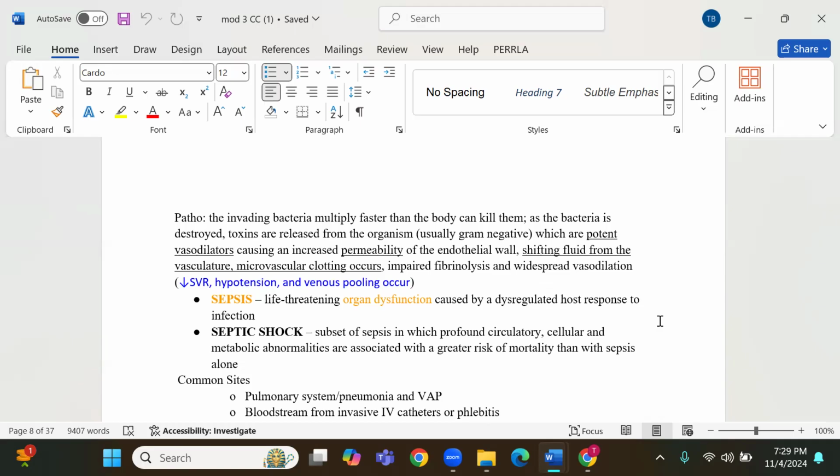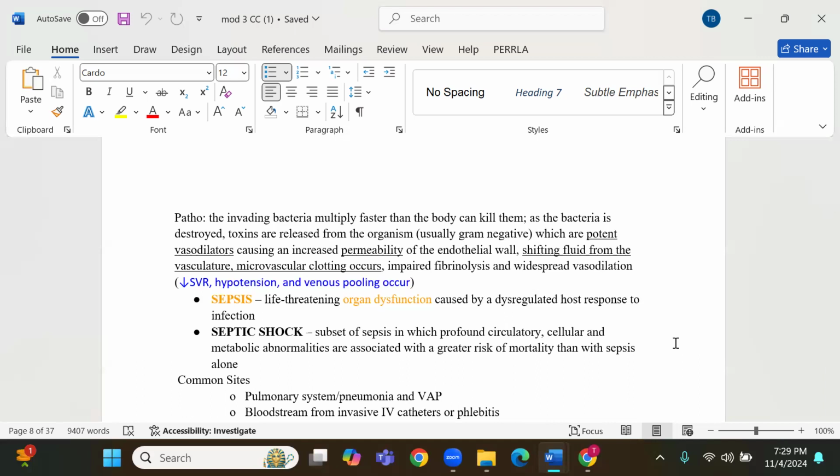Now, septic shock is a subset of sepsis. It's kind of the same thing, but now the whole circulatory system is involved. It says profound circulatory, cellular, and metabolic abnormalities are associated with a greater risk of mortality than with sepsis alone. So at first, the organs are having some dysfunction, and now we have this profound circulatory septic shock.